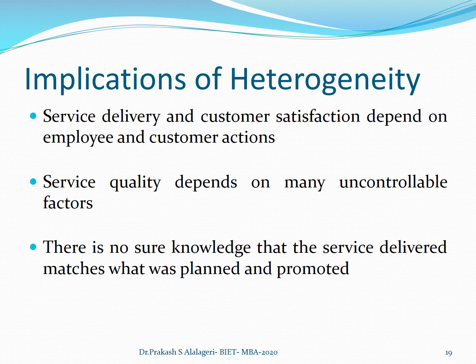So, as we have seen, the services are heterogeneous. Why does this happen? Because service delivery and customer satisfaction depend on employee and customer actions. For example, you are going to the bank or any service center. Even though all the frontline executives have been trained on the same platform, the delivery depends on each individual and his actions. He may not be the same, because he is not a machine. An employee is a human being, influenced by many internal and external factors that come in while delivering the services. That makes the services heterogeneous, with many uncontrollable factors, as I have told you.